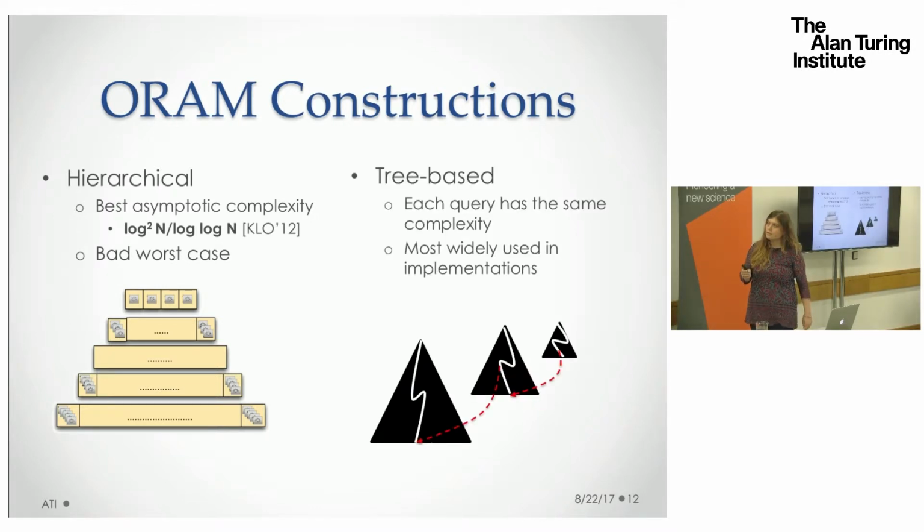On the other hand, the other type of constructions are called tree-based ORAM constructions. So they store the data in this sequence of increasingly smaller trees. And the interesting thing about them is that they don't have worst case scenario. Each query takes exactly the same amount of time. And in practice, they turn out to be much more efficient than the hierarchical-based constructions. The most efficient implementations that we knew before our work were really using this paradigm of tree-based oblivious RAM constructions.